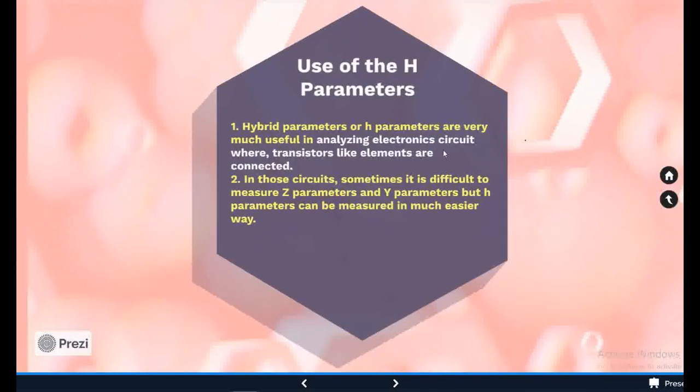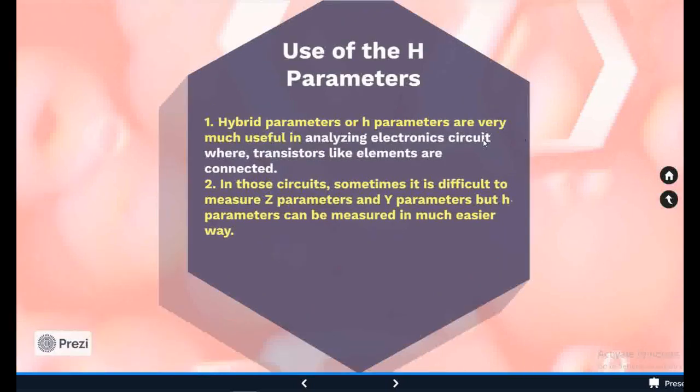Now we move towards the uses of the H parameters. The H parameters are very useful in analyzing electronic circuits where transistor-like elements are connected, such as in analyzing amplifiers. Similarly, in some cases it is very difficult to use both the Z parameters and the Y parameters. In those conditions, we use the H parameters to analyze the circuit easily.